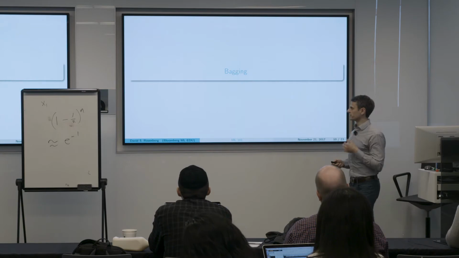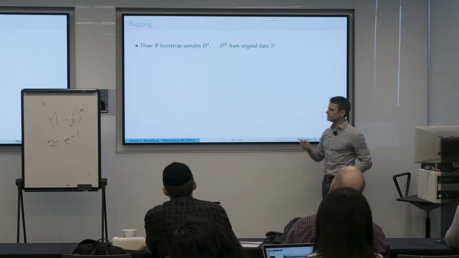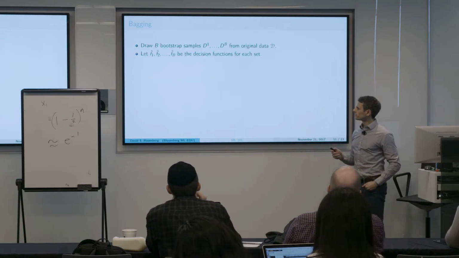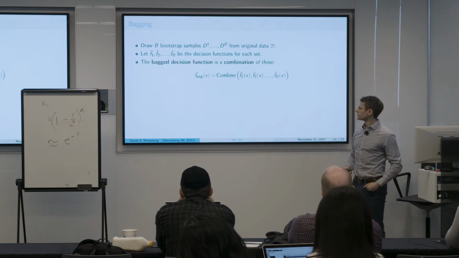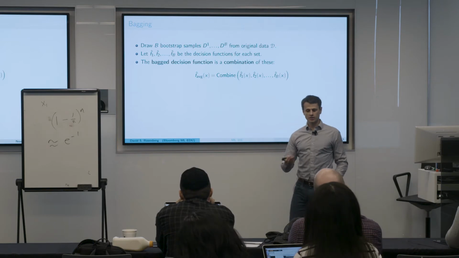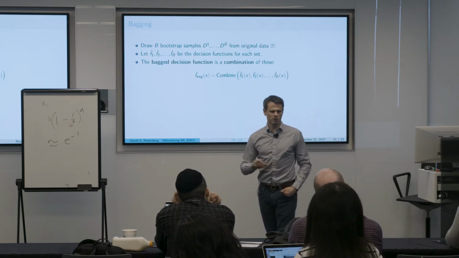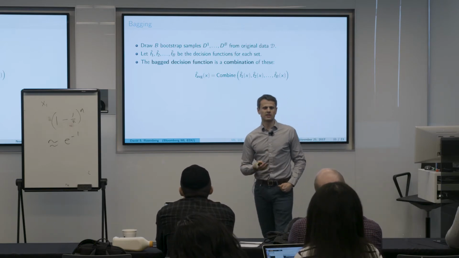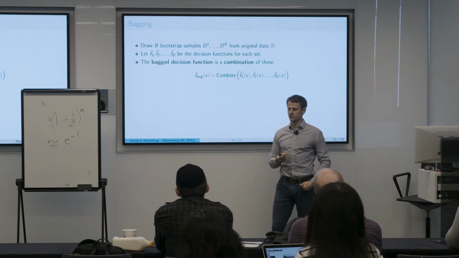That's what bagging is. In bagging, we draw B bootstrap samples from our original sample. We train B decision functions. We combine them in some way. So now we've generalized a bit. We don't necessarily have to average. Averaging makes sense for regression, but what about for classification? OK, you're going to need a different combination function.